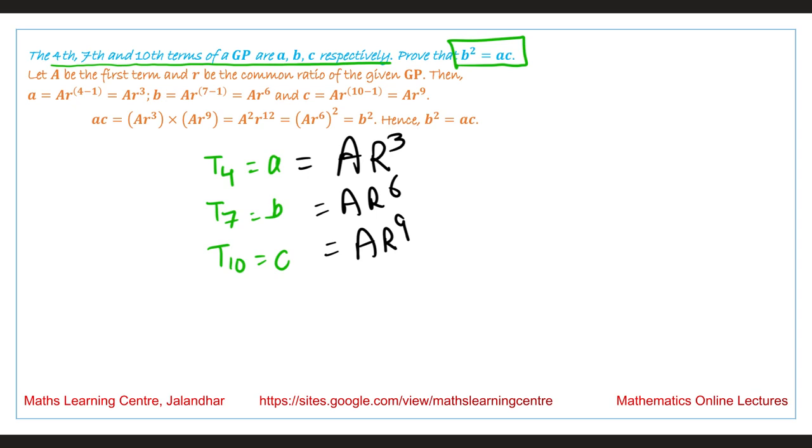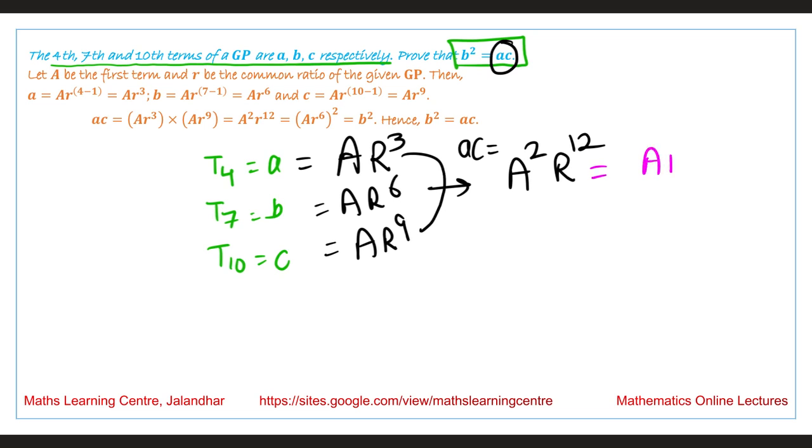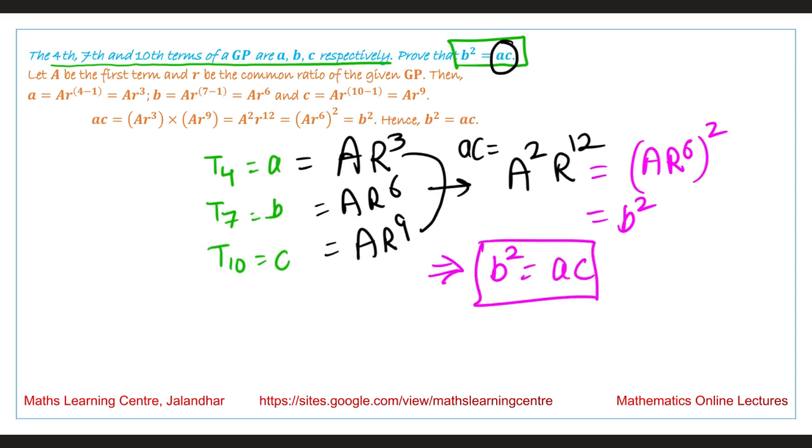Now we calculate the value of a into c. The answer is A^2 into R^12. We are saying its value is equal to this, and this is equal to (AR^6) whole squared, and this is equal to b^2. So what we have obtained is that b^2 is equal to ac.